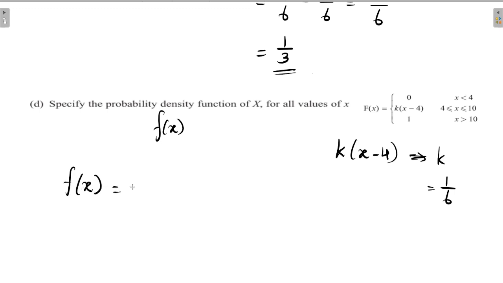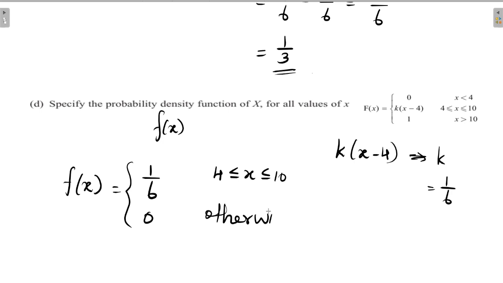So this is the probability density function. f of x is equal to 1 by 6 within the limit 4 to 10, and 0 otherwise. For other cases, the probability density function is 0.